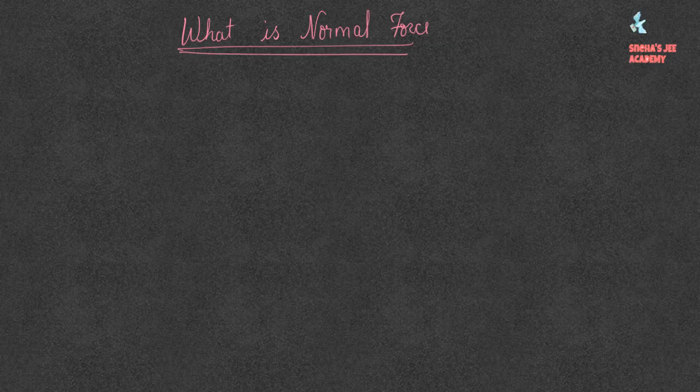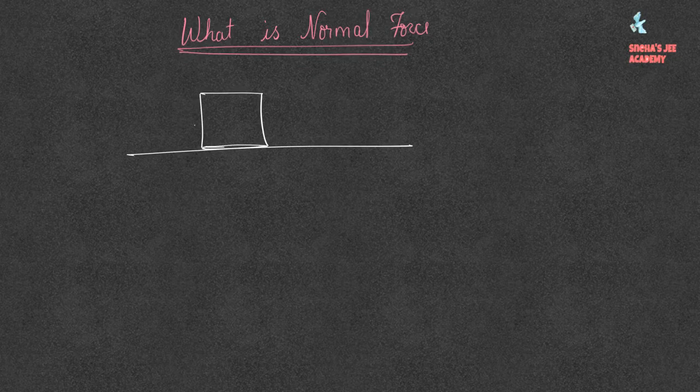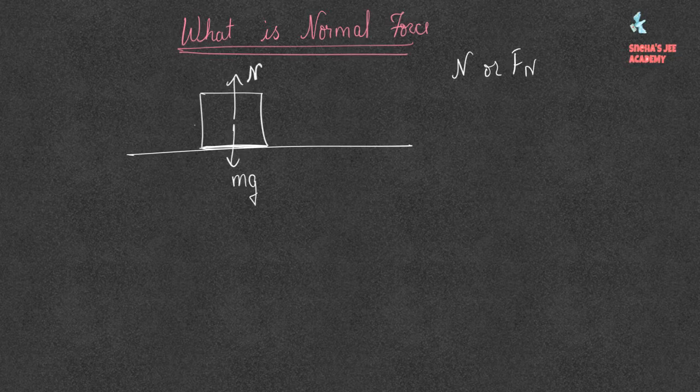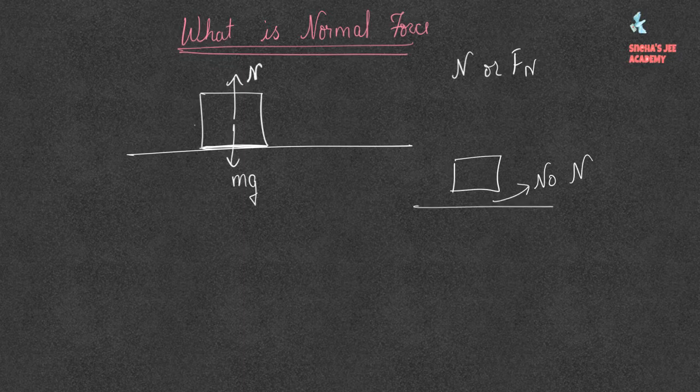So, normal force is a contact force. You have a block over here and this is the table. If they are in contact, this is mg, the gravitational force on the block. The normal force will be perpendicular to the surface. So this is the normal force. You can represent it as n or Fn. If the surfaces are not in contact, there is no normal force acting.